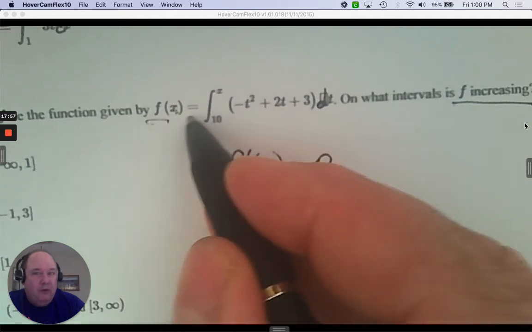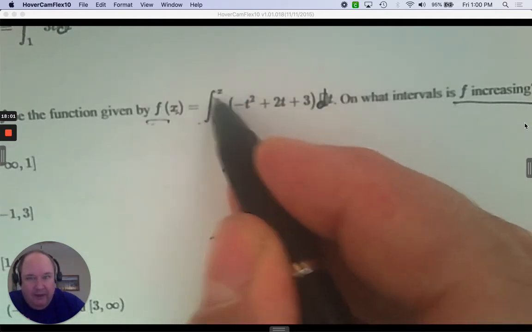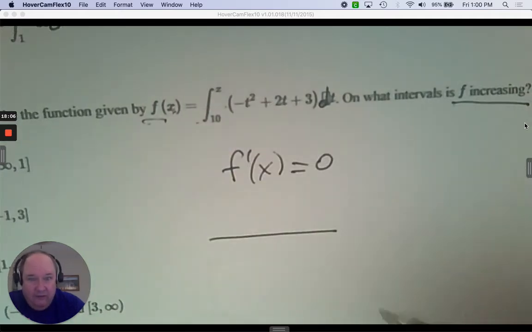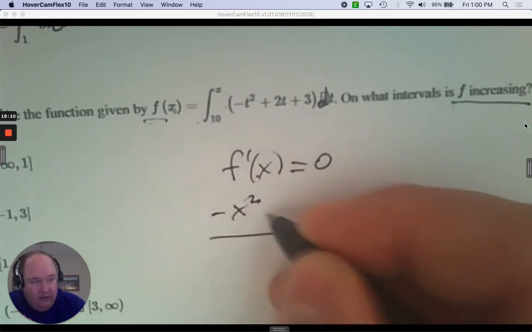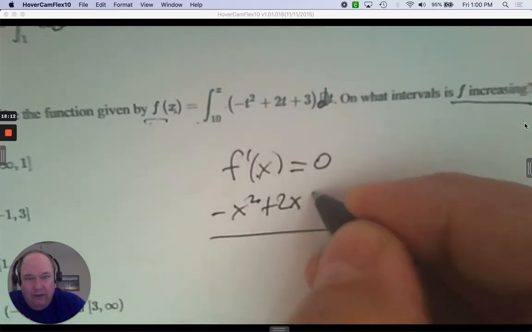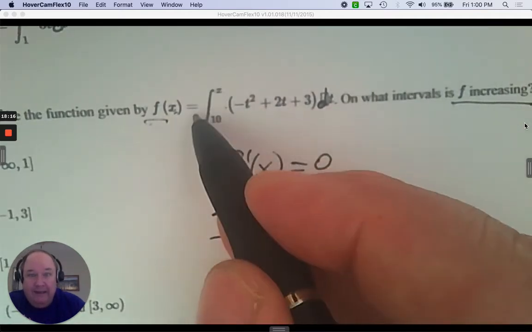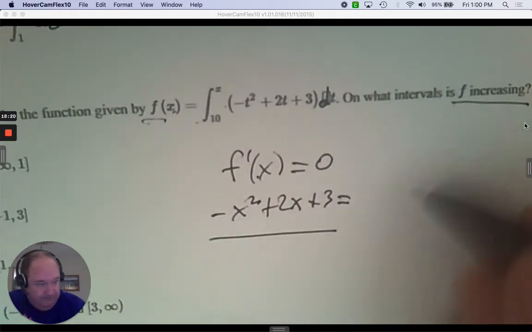What would happen if you took the derivative of this? This is the fundamental theorem of calculus. Take the derivative and just plug in what x is. That's it. So the derivative is just negative x squared plus 2x plus 3. You are applying the fundamental theorem of calculus. It's just a substitution question, and there's no hook on.